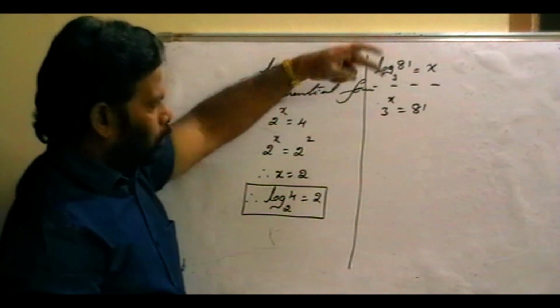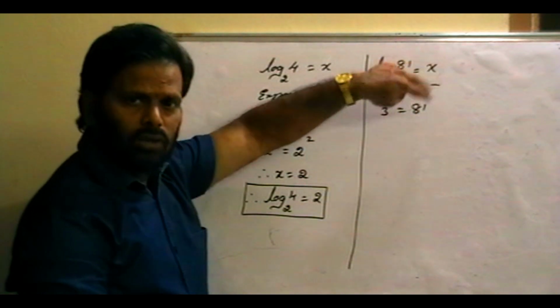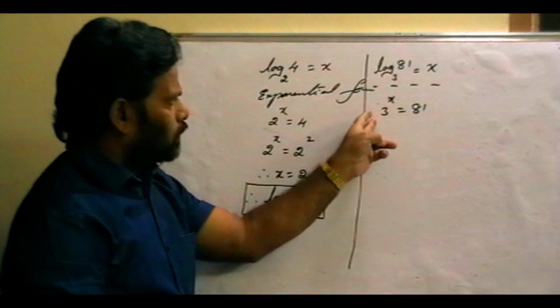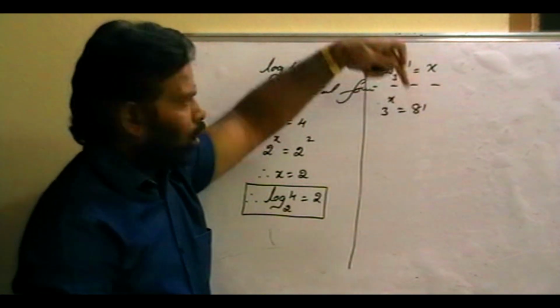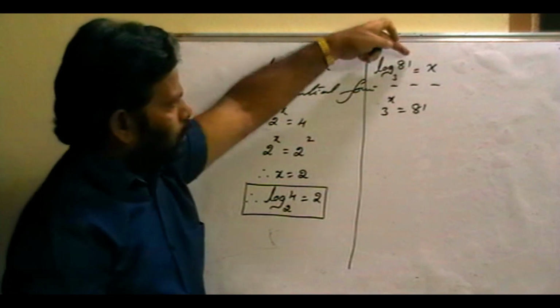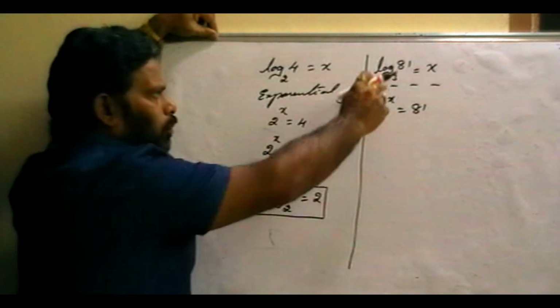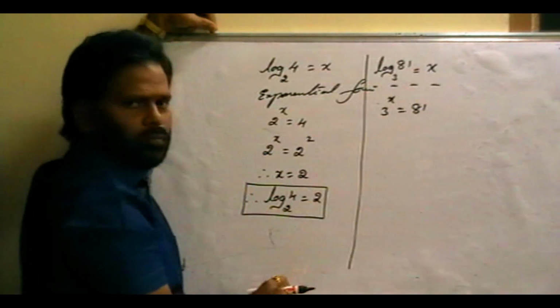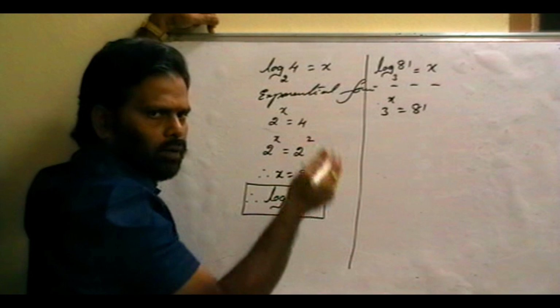Exponential form to logarithm, we know that log x to the base 3 is equal to 81. In logarithmic form, 3 to the power x is equal to 81. So log 81 to the base 3 is equal to x. Now reverse: log 81 to the base 3 is equal to x, so in exponential form, 3 to the power x is equal to 81. 3 to the power of how much is equal to 81? 3 to the power 4 is equal to 81.